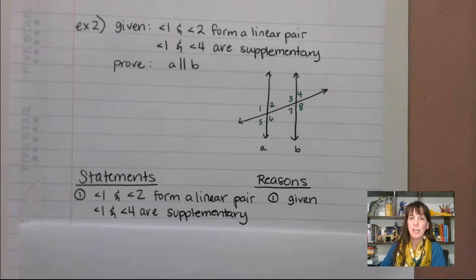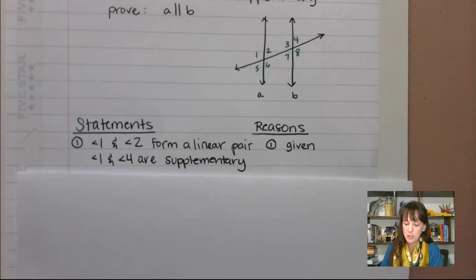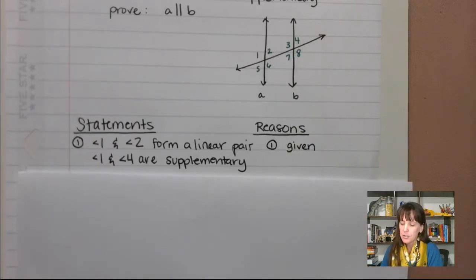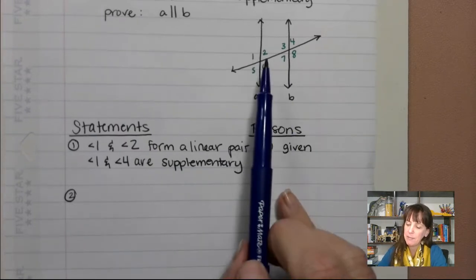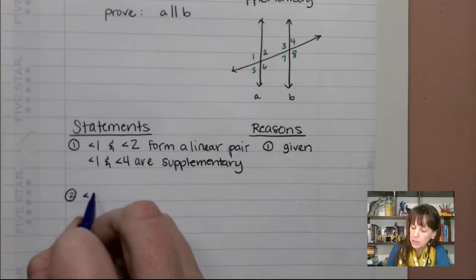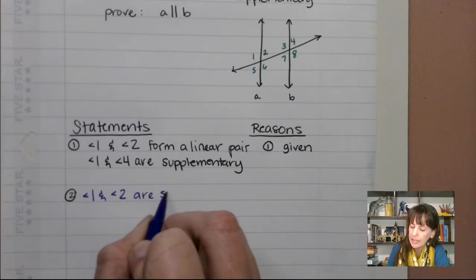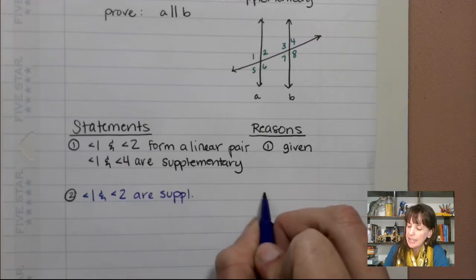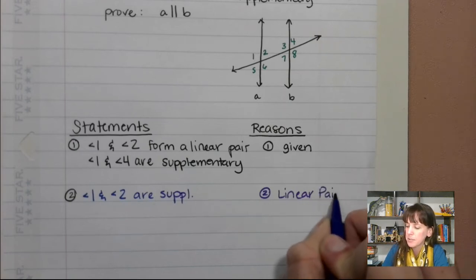That's our easy one. We know that angle 1 and angle 2 form a linear pair, and the measure of angle 1 and the measure of angle 4 are supplementary. Okay, so what should we do next here? So that means that angle 1 and angle 2, those guys are also going to be supplementary. Angle 1 and angle 2 are supplementary. And that's because all linear pairs are supplementary. That is your linear pair theorem, which I believe is what we've been calling it.